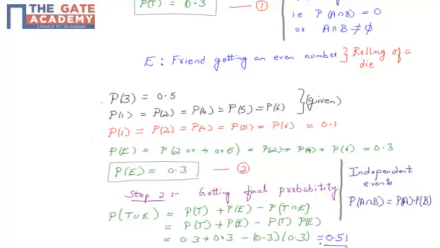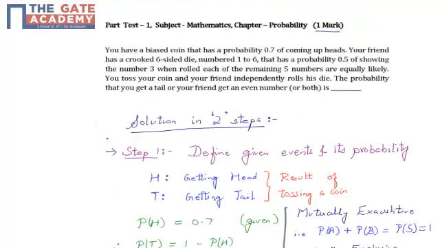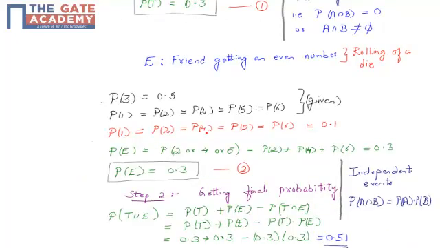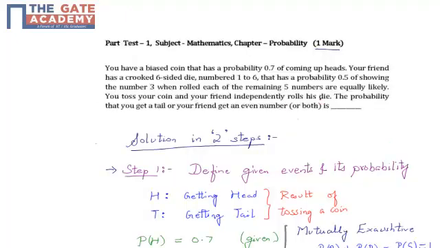So whenever such kind of questions are given to us, we will solve it in 2 steps. That is, first step we would define all the events and their probabilities, and second step get our final probability, which in our case is 0.51. So my final answer is 0.51.